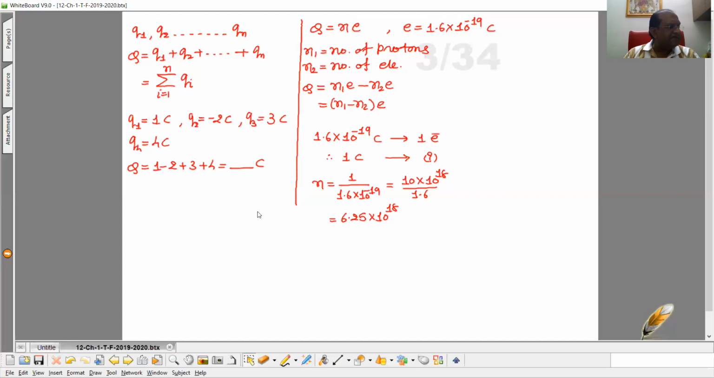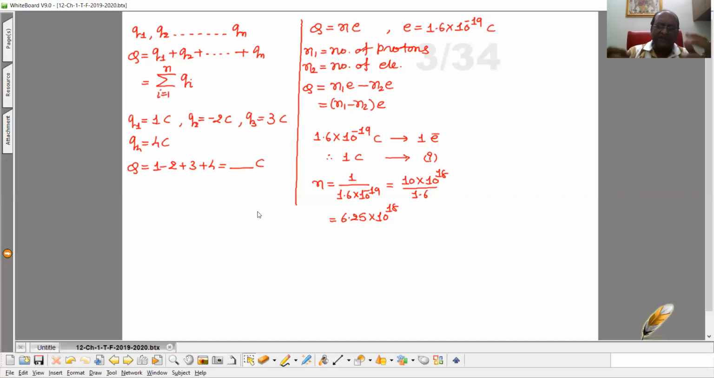Then the second characteristic: the charge is conserved. Now, irrespective of any process that takes place in an electrically isolated system. Now, what does electrically isolated system mean? Electrically isolated system means anything which is electrically charged can't enter the system and can't leave the system during the process. So, irrespective of any process that takes place in an electrically isolated system, the net amount of charge remains constant.